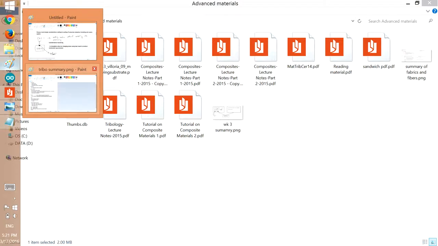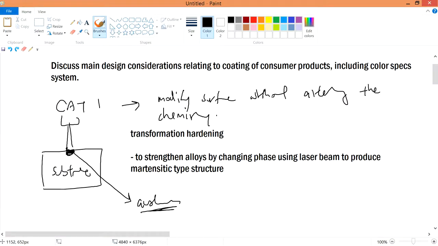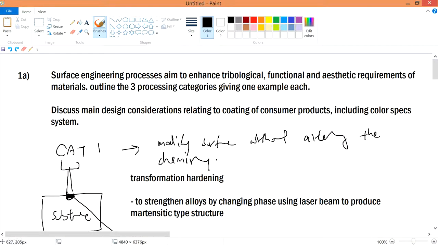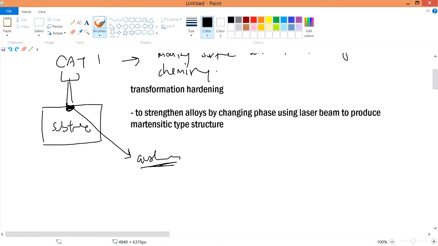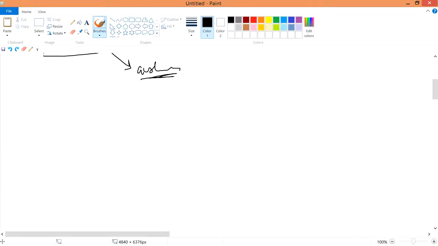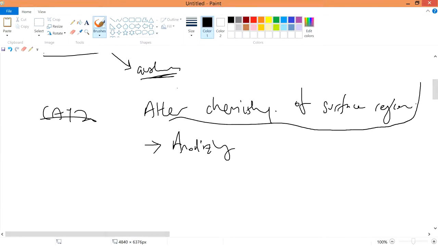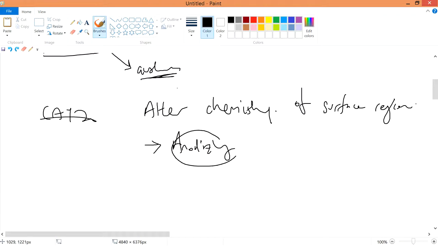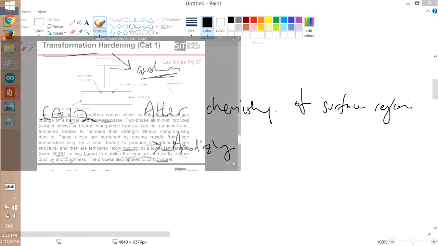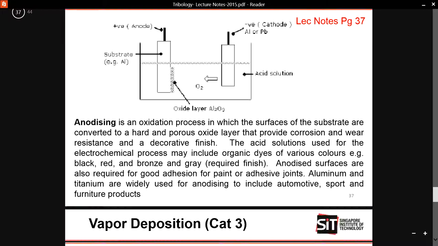We have only talked about one part. So, naming three processing categories, we only named the first one. Let's talk about the second one. The second one is the Cat 2 process, where you alter the chemistry of the surface region, and it's anodizing. You need to also explain it well, so that it will give you a better answer. So over here, the Cat 2 is anodizing.